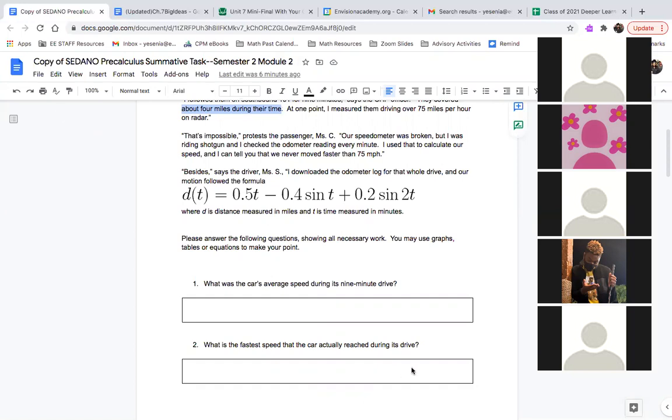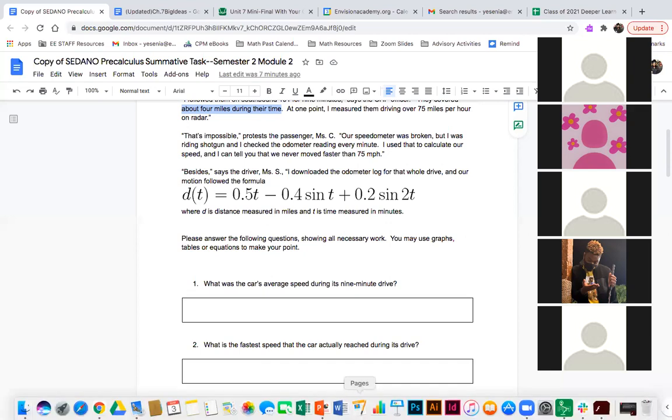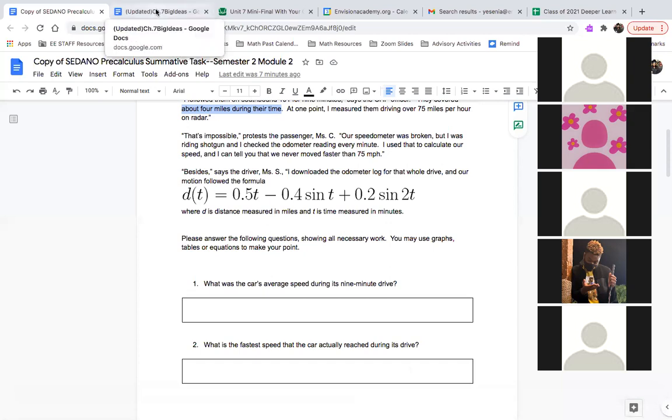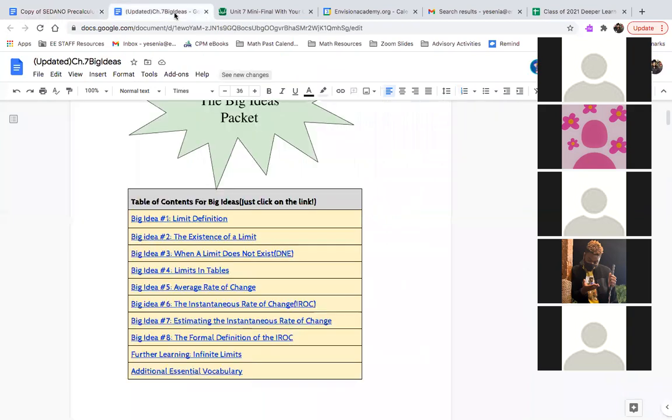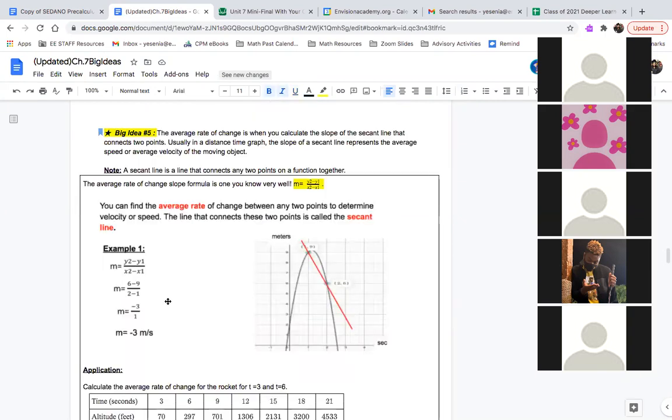So, first off, we're on the right track. We are going to plug in. That's correct. But let's go to our big ideas packet and see what we need to do to find average speed. Average speed is another way to say average rate of change. There are a lot of ways to find an average rate of change, like average heartbeat. Average speed is an average rate of change. So I'm going to go to big idea number 5 to see what it tells us.